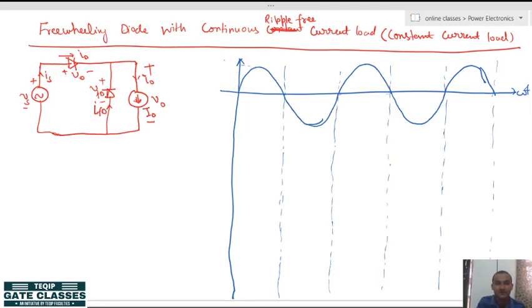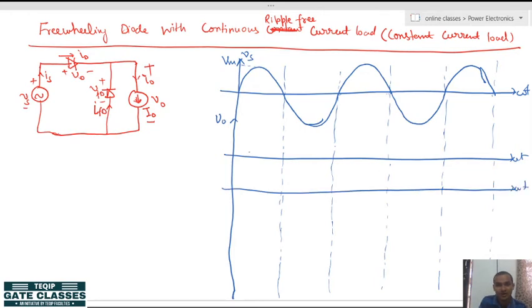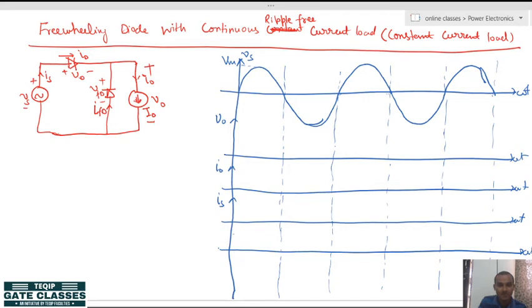This is Vm and the source voltage is here. So, let us draw the load voltage, let us draw the load current, the source current, then the freewheeling diode current and the main diode voltage.